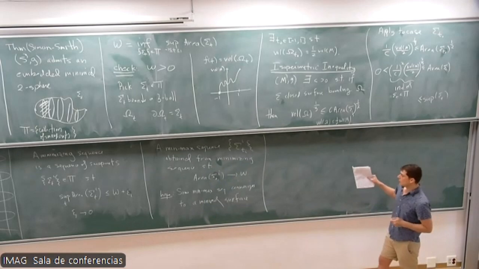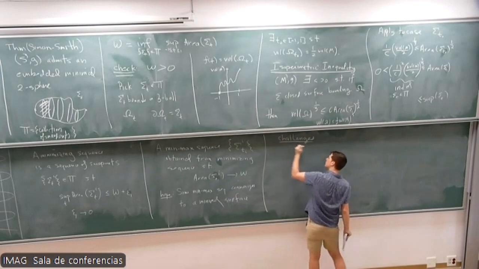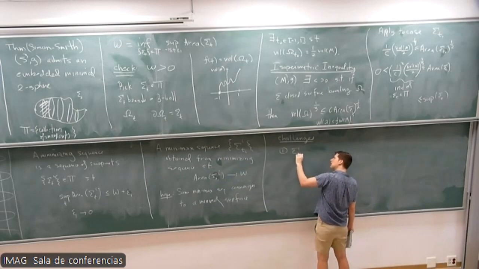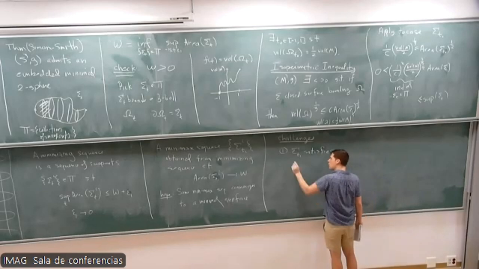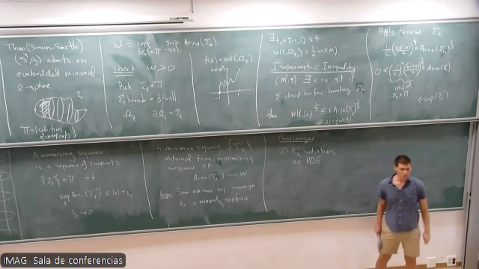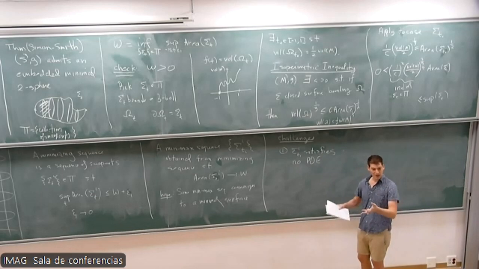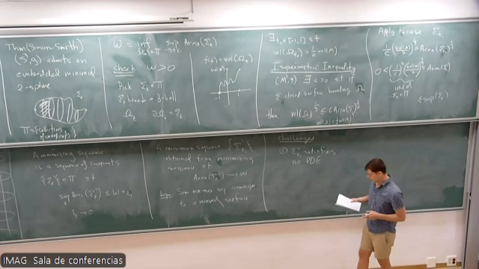Okay, so what are the challenges? For those who are used to PDE, the first challenge is that this sequence, sigma i t i, satisfies no PDE. The min-max sequence is just a sequence of surfaces obtained from this procedure, which are converging to this number W. So this is bad. To understand limits of these, we're going to have to understand how to deal with limits of surfaces in general.